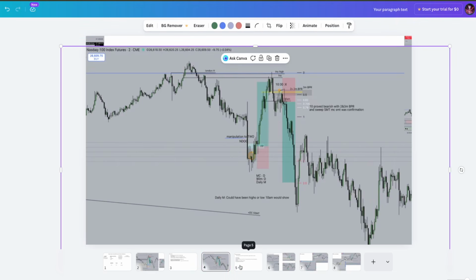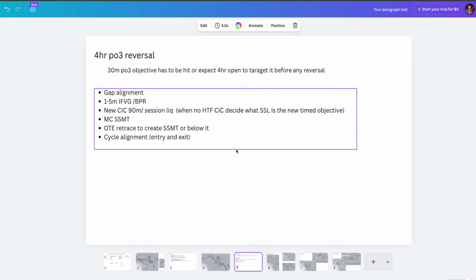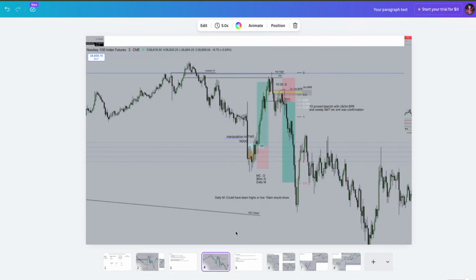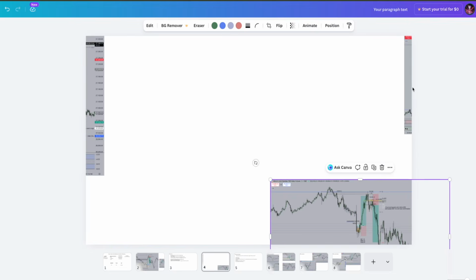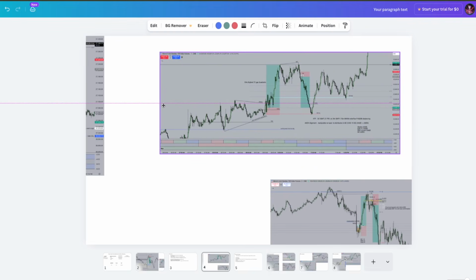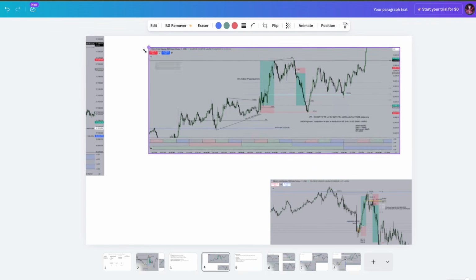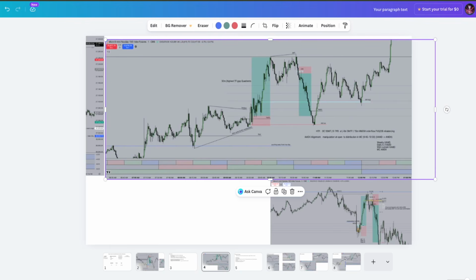Usually we get a BPR in the 2 or 3 minute is what I'm consistently seeing, so watch out for those. OTE retrace. It just comes to the OTE of this range. I mean, if we're looking at the OTE of another 10 a.m. range, if this one shows, I didn't draw out the OTE, but we can look at the OTE of the range.